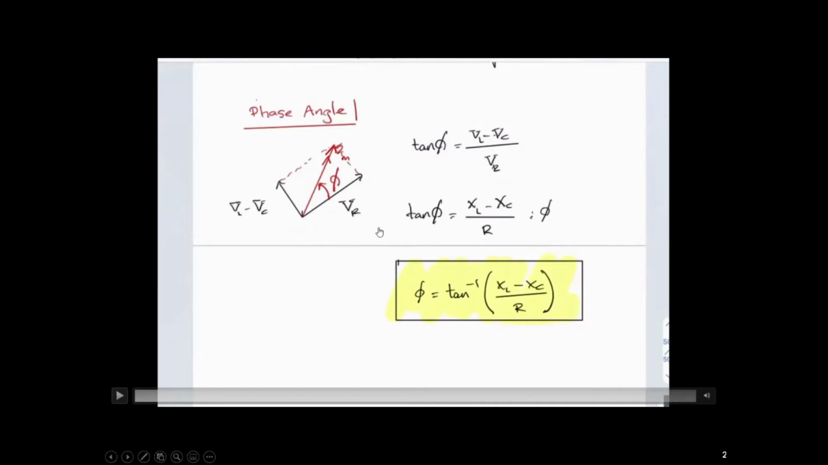Once again, just think of this in terms of the voltages across the inductor as well as the capacitor. And then you have to be able to look at it also in terms of the resistance terms, the inductive reactance as well as the capacitive reactance.